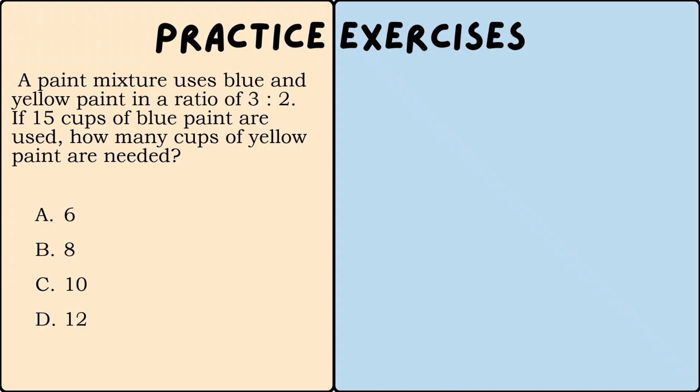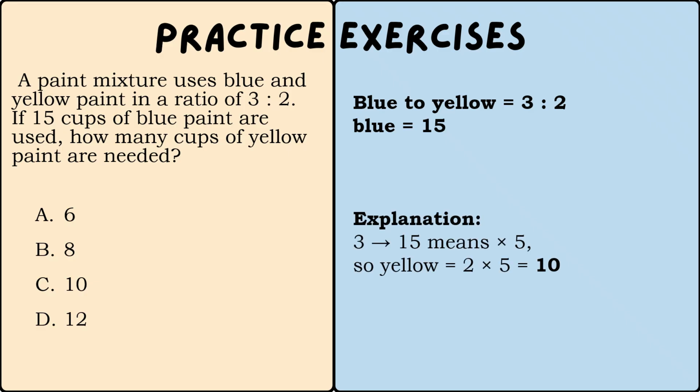Alright, let's find out. So, blue to yellow is 3 is to 2. Blue is 15 cups. Then we're going to find how many cups of yellow paint. So 3 is equal to 15, means we multiply it by 5. So yellow is equal to 2 times 5 also, and the answer is equal to 10. And this is letter C.